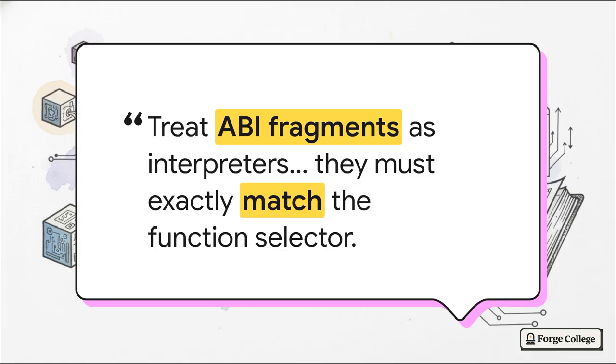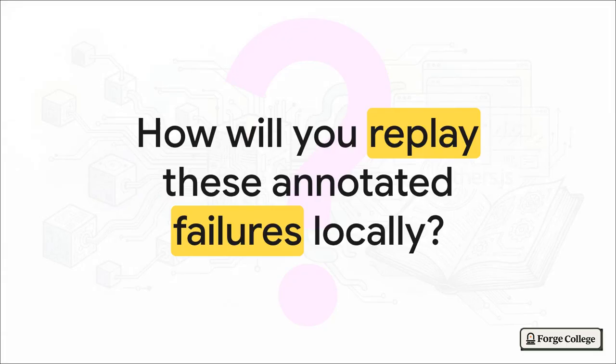In our other Forge College debugging courses, we heavily emphasize keeping ABI fragments as minimal as possible during that initial decode pass. This laser focus helps you avoid false positives and really speeds up your analysis. So, I want to leave you with a question to ponder. How will you use these newly annotated call sequences to actually pinpoint and replay failures locally? Well, that is exactly what we're going to tackle in our next lesson on reproducing bugs on the Hardhat Network.